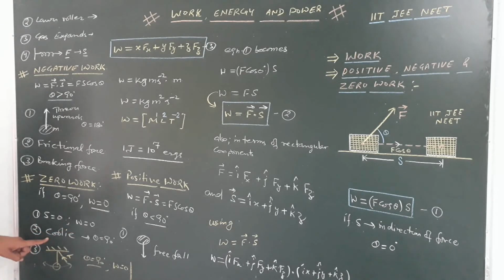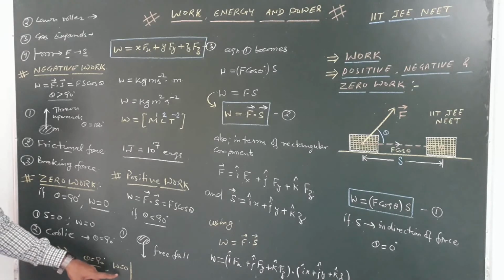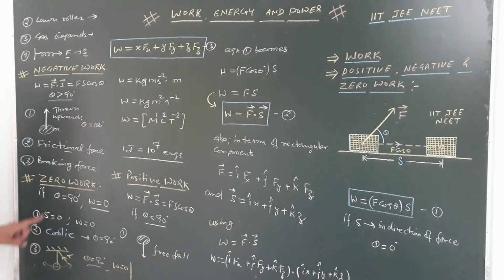Someone is carrying a load on the head and moving in the horizontal direction. So in that condition the applied force and the displacement angle becomes 90 degree, and again the amount of work done will be 0. Similarly, in the case of a simple pendulum, the work done by the tension T will always be 0 because the direction of the tension in the string and the displacement will always be 90 degree, and the amount of work done will always be 0 in that condition. So these are the positive, negative and 0 work in the different conditions.